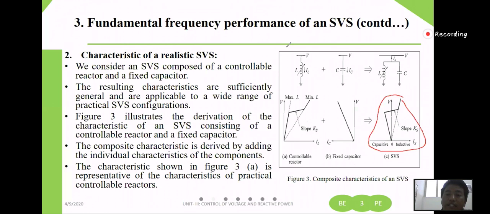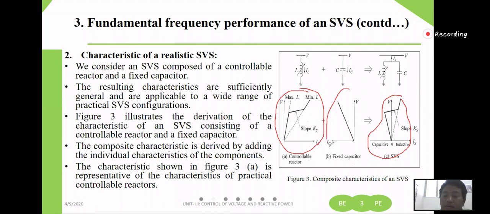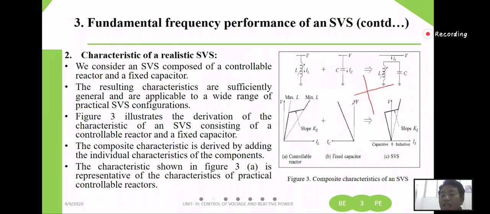That's why here I have clearly mentioned that the resulting characteristics are sufficiently general and applicable to a wide range of practical SVS configurations. In this figure, what you can see illustrates the derivation of the characteristic of an SVS consisting of a controllable reactor and a capacitor. The composite characteristic of the SVS you will get by adding the individual characteristics of the reactor and the capacitors. So this is a practical characteristic. In the ideal case, you will get just a straight line, but in practice you will not have this type.